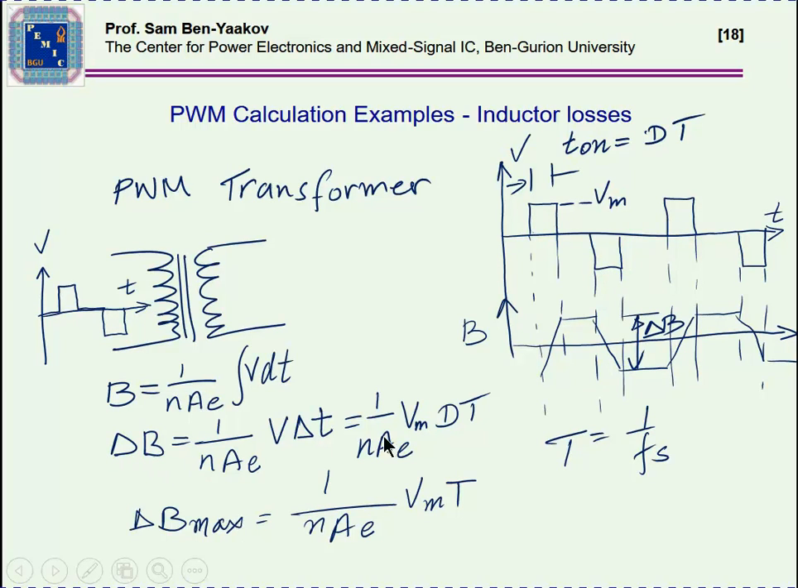The value of delta B is 1 over N A_E, which is the cross-section area of the core, times V_M D times T, and the highest value that you'll get will be when D approaches 1, and then it will be 1 over N A_E times V_M times T. So it shows that once you know what is the volt second that you are dealing with, it's very easy to find delta B. Once you know delta B, you go back to the data and get your losses for the particular core that you are using.